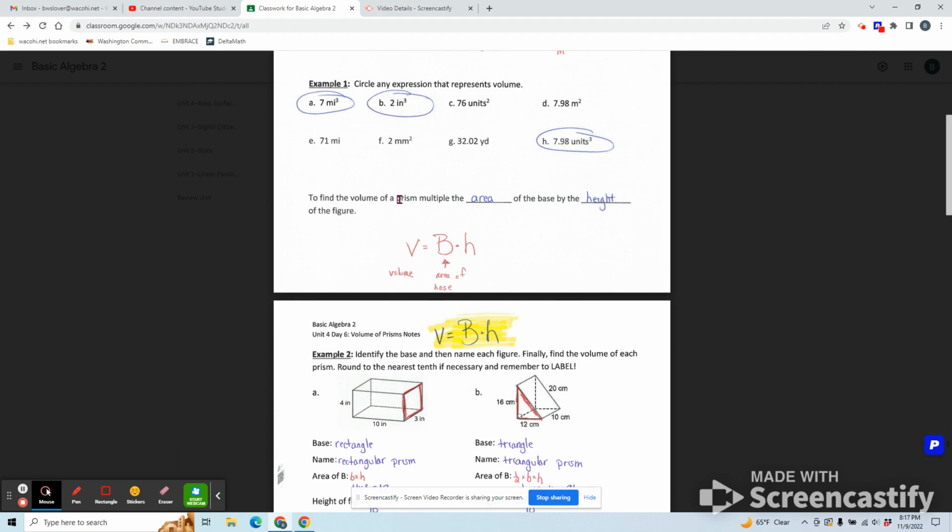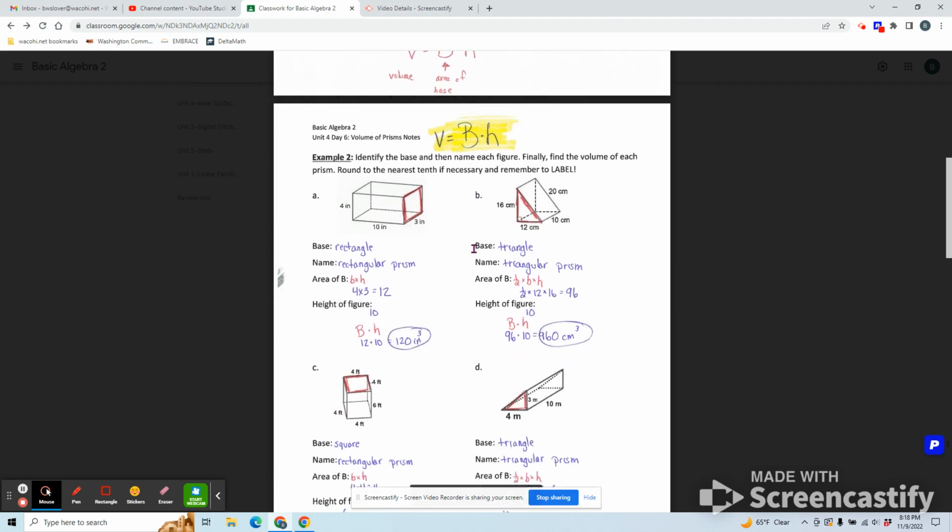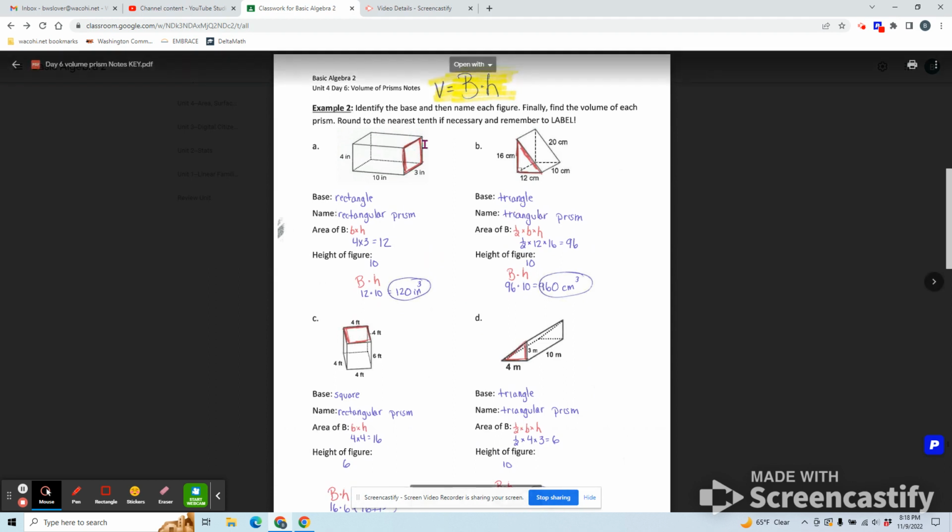To find the volume of a prism, so we're just focusing on a prism, we're going to multiply the area of the base by the height of the figure. So uppercase B, area of the base, which is familiar because we saw that yesterday or the other day when we found the surface area of a prism. And then we also saw the H before, which was the height of your figure. So we're still outlining, identifying, tracing, highlighting the base for all of these. We're going to name the base, which is going to help us name the figure, which is going to help us find the area of the base.